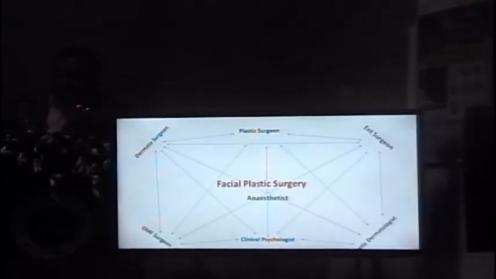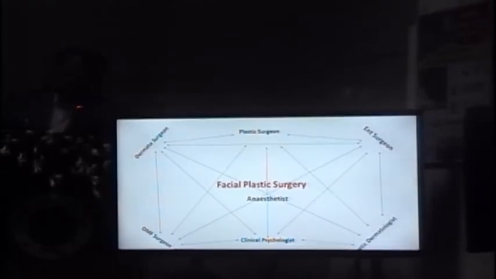Next, when you do the surgeries, you must know what the patient needs, and if you are not able to do some of the things, you can take help of a plastic surgeon, dermatosurgeon or oral maxillofacial surgeon. You must have an interdisciplinary approach to give a better result to the patient.